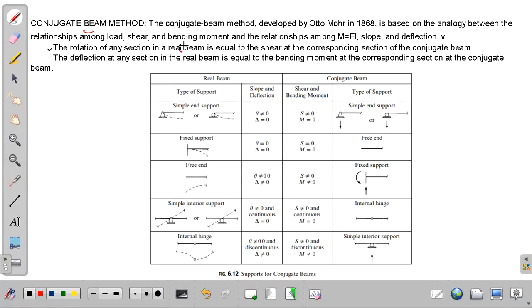Okay, so kung ano yung section na hinahanap po sa real beam, kunin mo lang yung shear doon sa section doon sa conjugate beam. Okay?